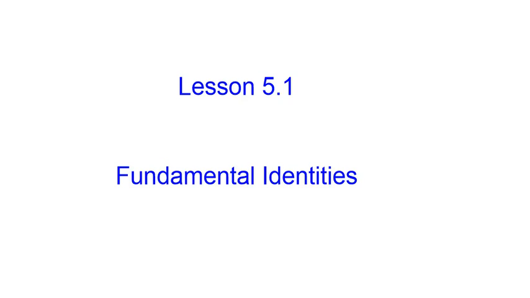In lesson 5.1, we're going to talk about fundamental identities. An identity simply is an equation that holds true for any value of x that we put in there. That equation is always going to be true. In trig, there are many identities. So we're going to go through the main ones and use these to simplify and rewrite problems in a way that is much easier to solve.